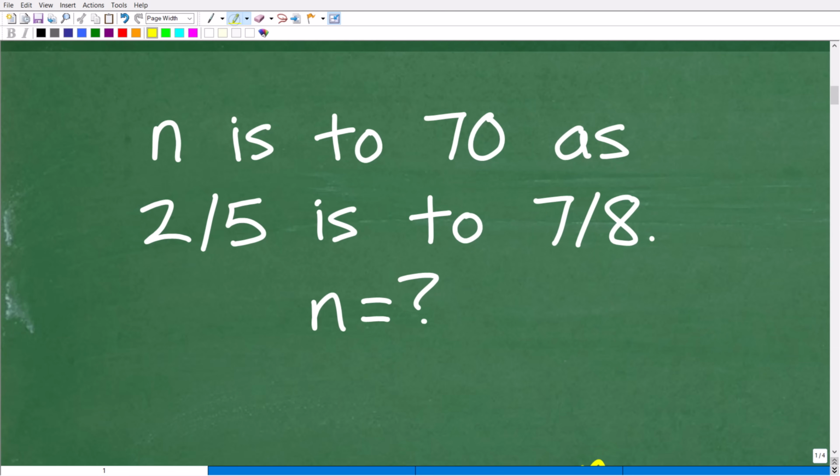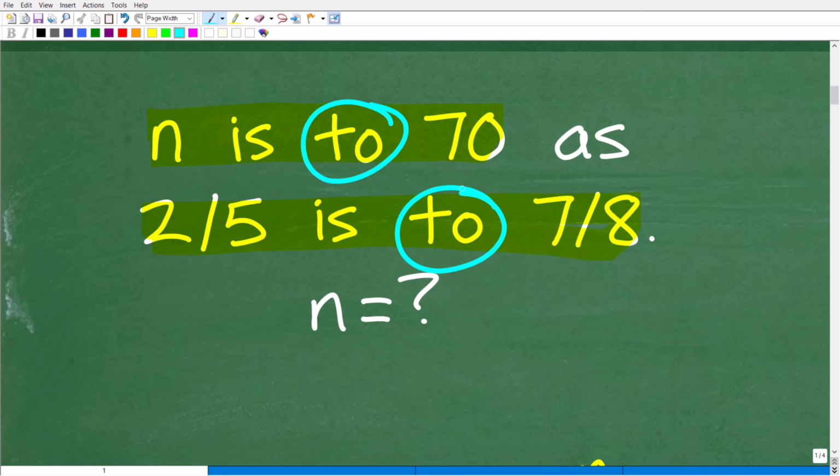All right, so first things first, here is our problem. We need to kind of interpret the components of this problem. So here we have n is to 70, and then we have 2/5 is to 7/8. So this word right here, "to," comes up twice. And anytime you see the word "to," you want to think of something called a ratio.